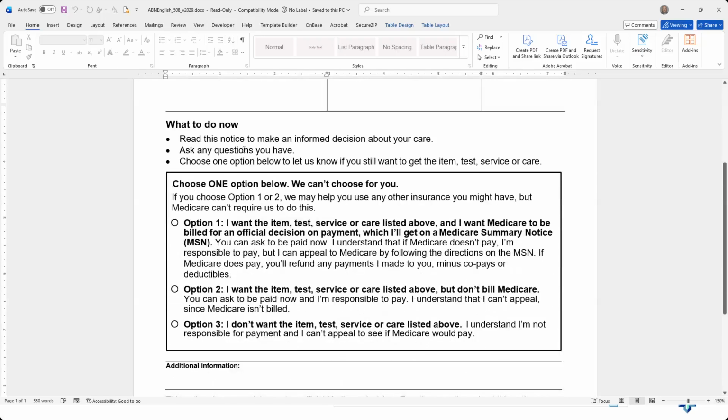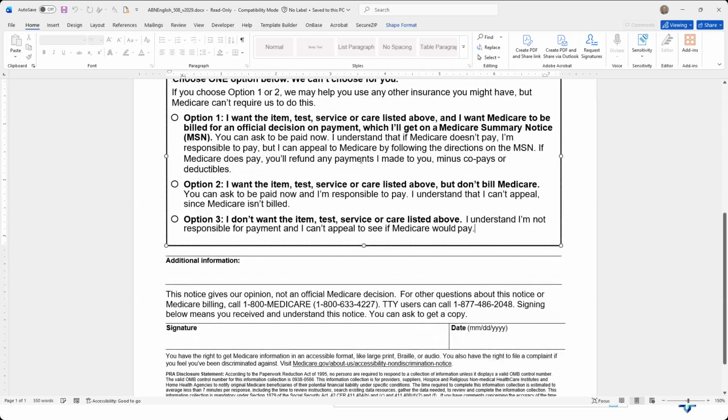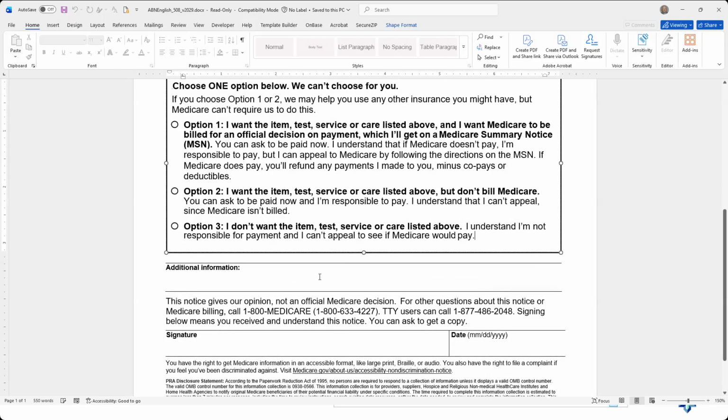Okay? Then the patient gets to pick an option. Which one do they want? This is where you bill GA. This is don't even bill Medicare. However, the patient still wants the service and they're willing to pay for it. And the last option says, I don't want the service. You're considering it not medically necessary. I don't need it. Okay. The next is completely optional.